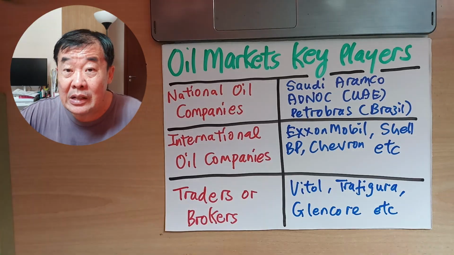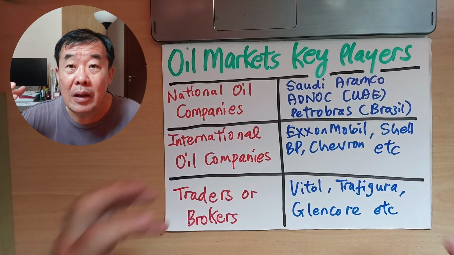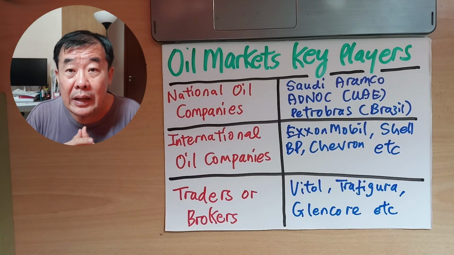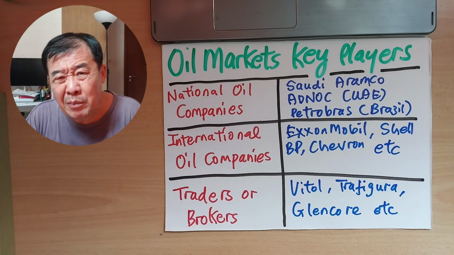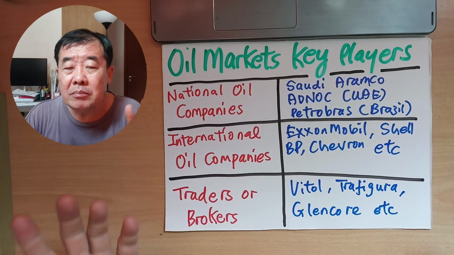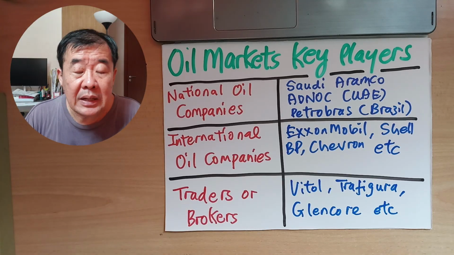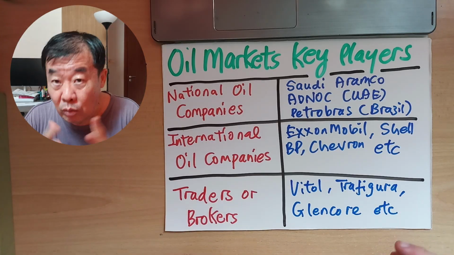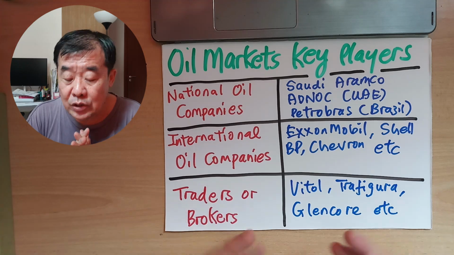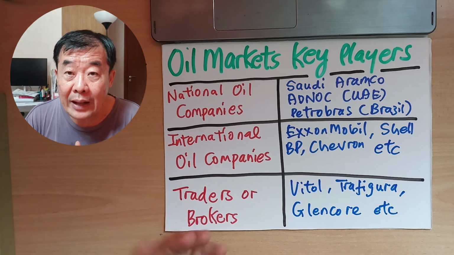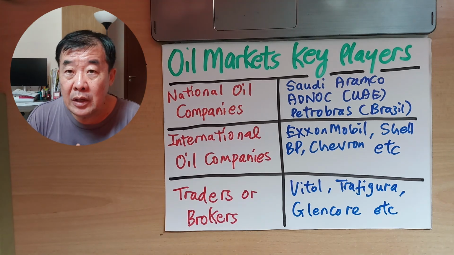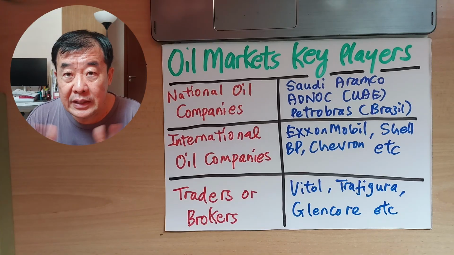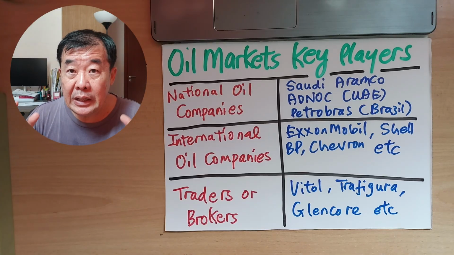Now, the next category that you always hear about will be the oil majors. So the international oil companies, some of them are partially owned by government, but a lot of them are big oil companies listed on the stock exchange, and they are very much commercially driven. They go after profit to reward their shareholders. So you have heard about names like ExxonMobil, Shell, BP, Chevron, all these are the top oil companies in the world.